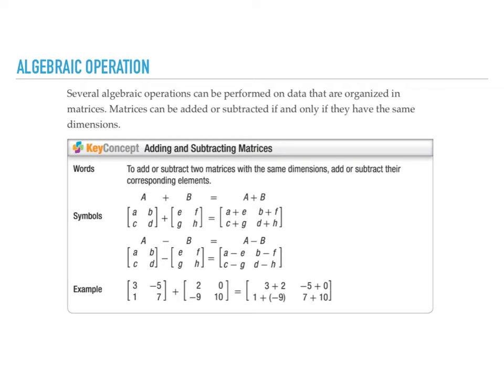Matrices can be added or subtracted if and only if they have the same dimensions. So in order to add or subtract matrices, they have to have the same dimensions, meaning the same number of rows in both of them and the same number of columns in both of them. And then to add or subtract, if it tells us we're adding, we take the corresponding parts of each of them and add them together.